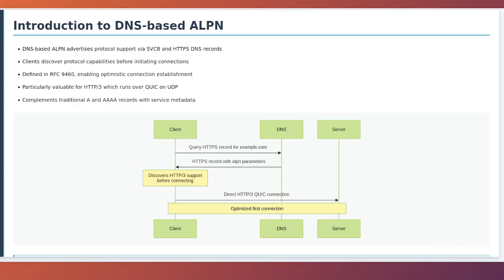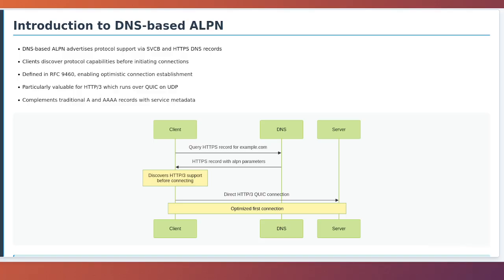Today we're exploring DNS-based ALPN discovery, which represents a significant evolution in how clients discover and connect to services on the modern internet. Traditional ALPN, as we've discussed previously, happens during the TLS handshake where the client and server negotiate which application protocol to use. However, this traditional approach has a limitation. The client doesn't know what protocols the server supports until it actually initiates a TLS connection. This means the client might attempt connections that are destined to fail, or fall back to less optimal protocols, wasting time and resources in the process.